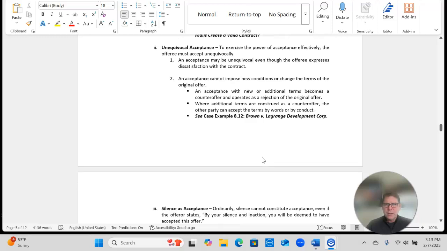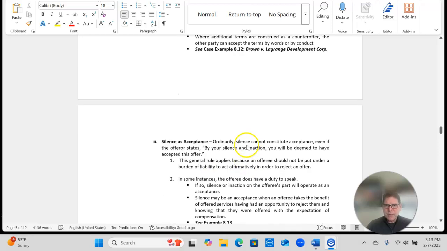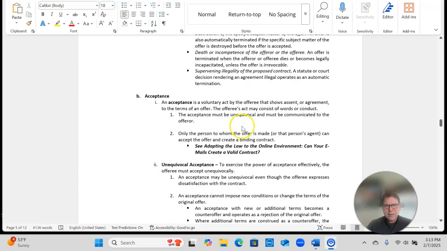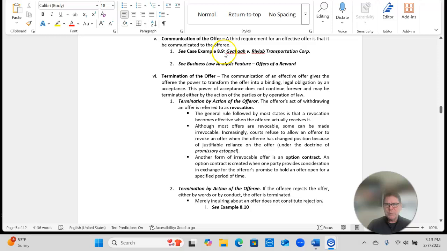So let's look at these additional acceptance issues or concepts, but I just wanted to define acceptance first so that we understand what that agreement is, right? We have offer and acceptance. And now I want to talk a little bit about termination of an offer, because sometimes the acceptance of the offer can cause issues, or the way in which the acceptance is made.